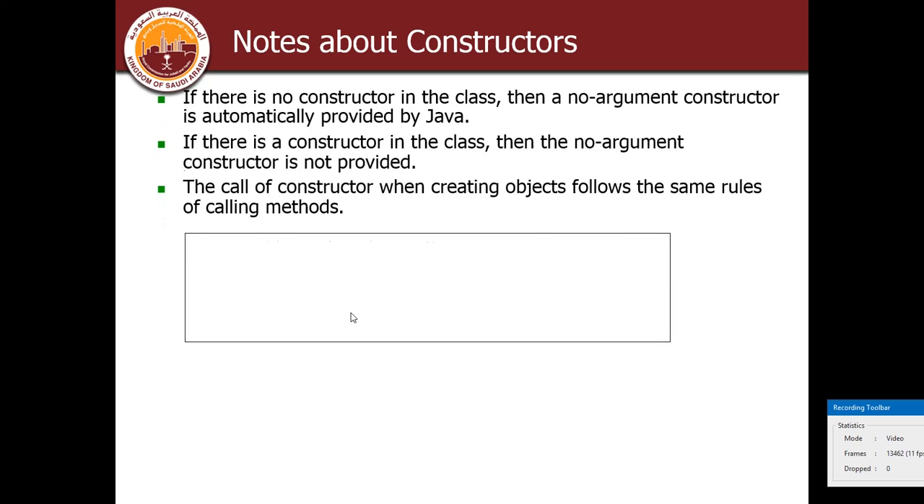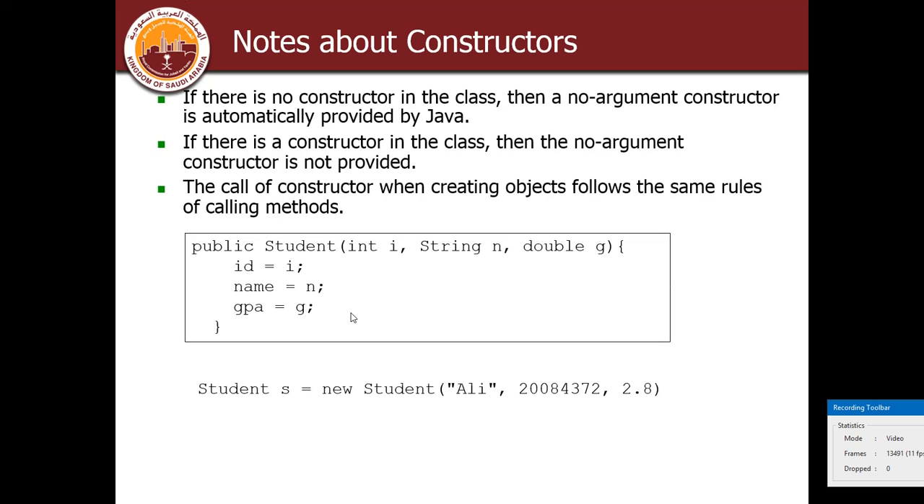Alright, some important notes about the constructors. If there is no constructor in the class, then a no argument constructor is automatically provided by Java. No argument constructor is the default constructor. No argument means no parameters are provided. Now if there is a constructor in the class, then the no argument constructor is not provided. So if some parameterized constructor is defined, then the no argument default constructor is not provided.